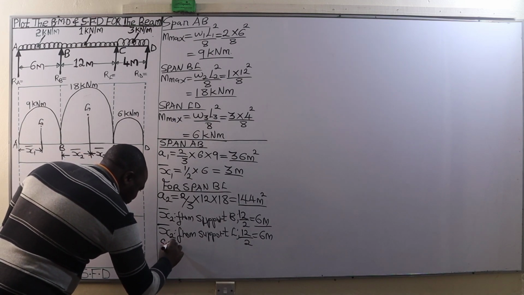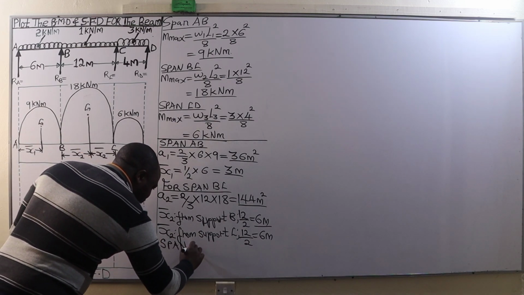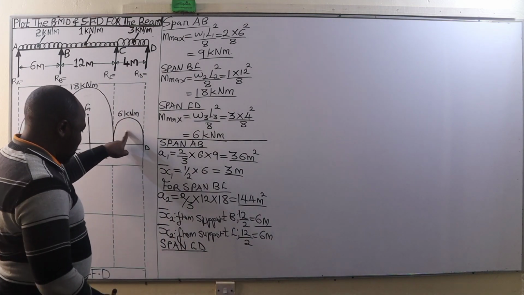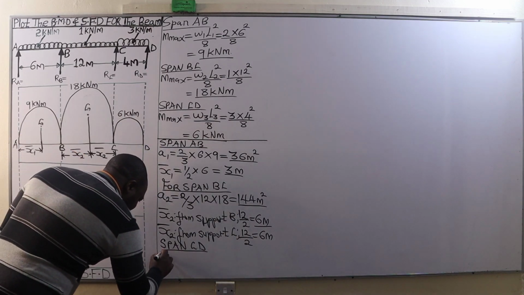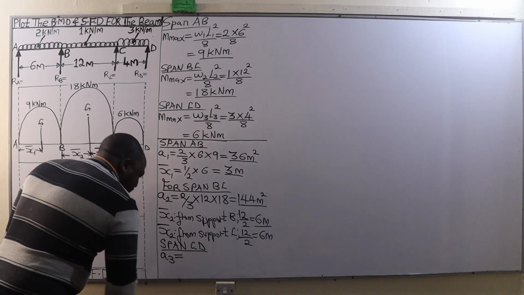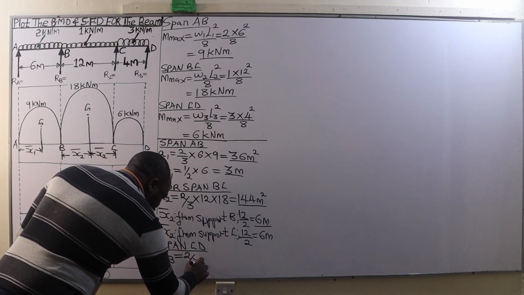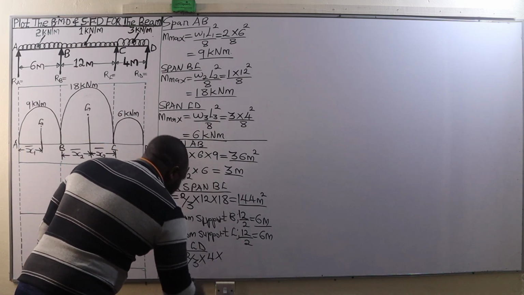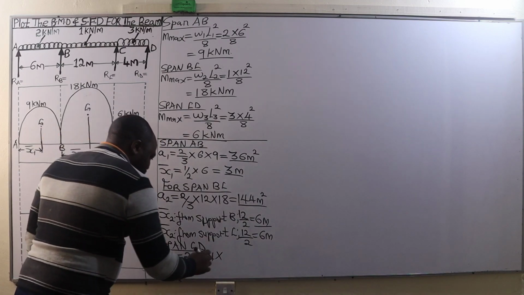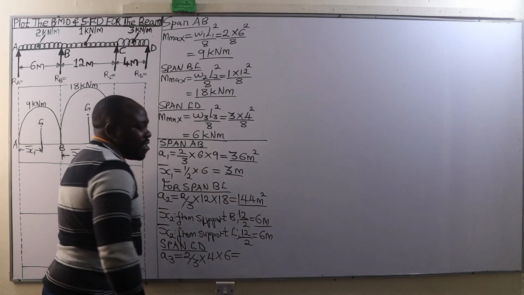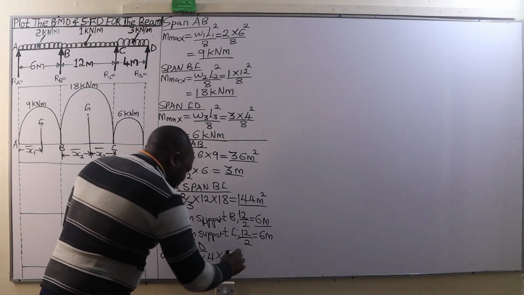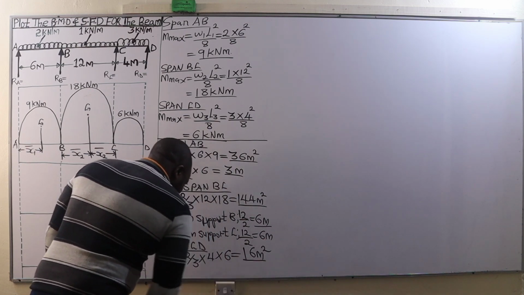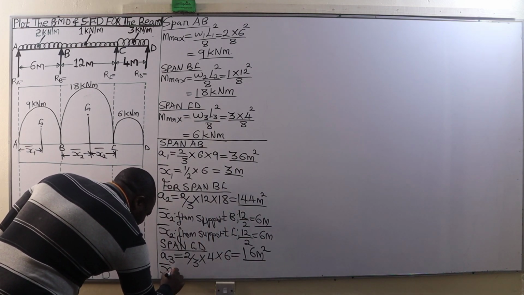And finally, we are going to consider the span CD. For the span C to D, the area of this bending moment diagram, that is A3, because it is the third bending moment diagram, will be given by 2/3 of its base C to D, which is 4 meters, multiplied by its perpendicular height, which is 6 units. And that is going to give us an area of 16 square meters.